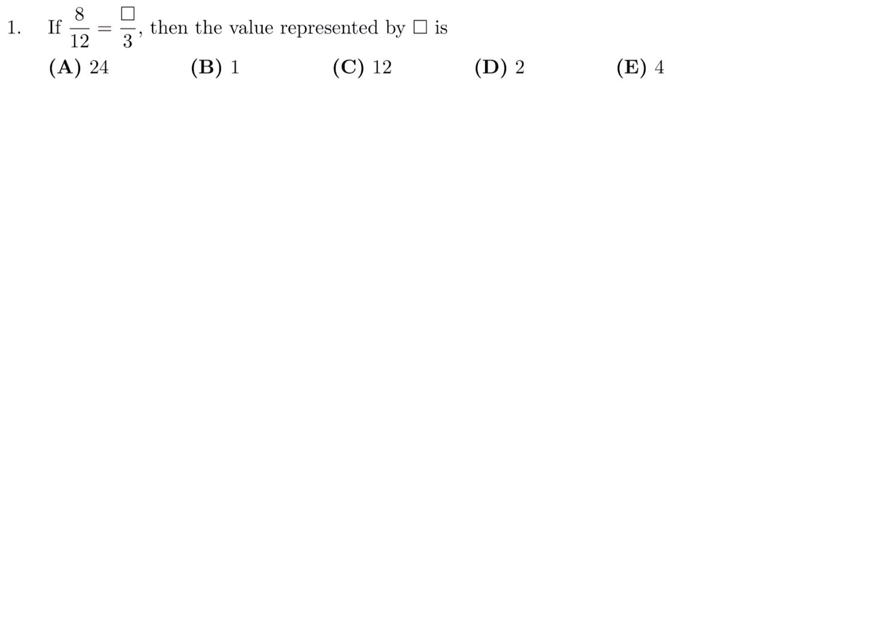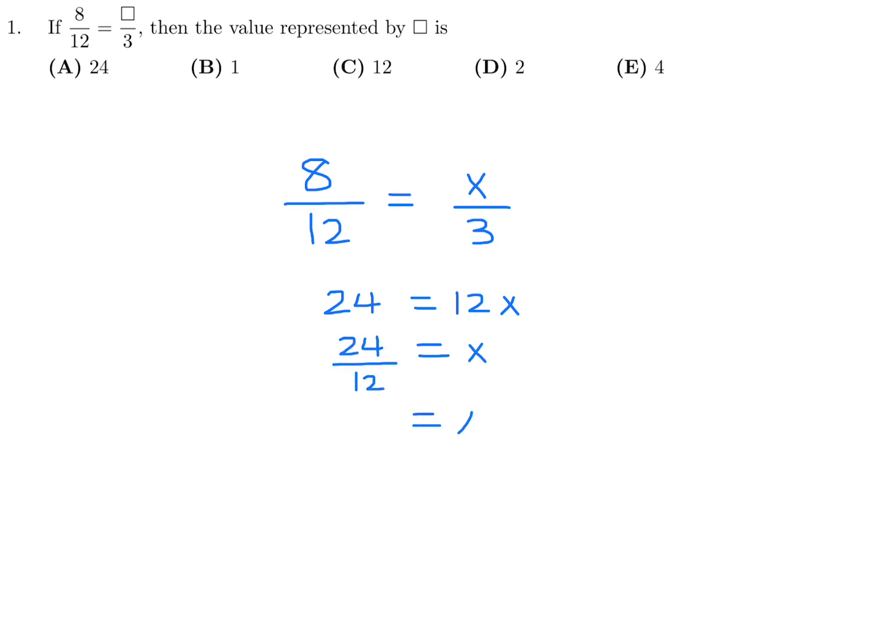If x over 12 is equal to box over 3, then the value represented by the box is 8 over 12, and let it equal x over 3. And then cross multiply and you get 24 on this side, 12x on that side. And then x is equal to 24 over 12. Therefore, x is equal to 2. So number 1, the answer is D.